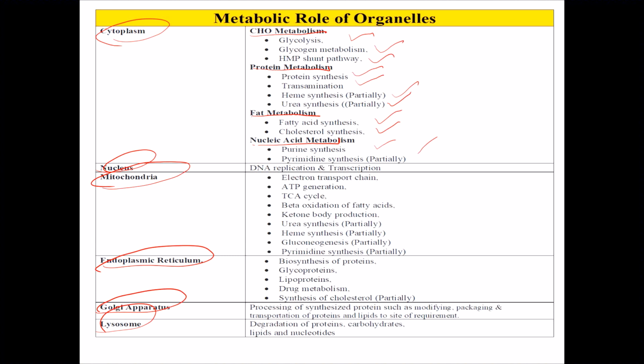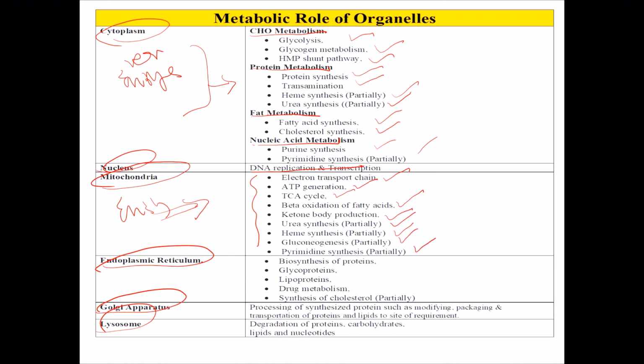These areas have the required enzymes for all these reactions. Similarly, the nucleus, DNA replication. Similarly, the mitochondria, the metabolic hub, have the enzymes for all these reactions. Electron transport chain, ATP generation, tricarboxylic acid cycle, beta oxidation, ketone bodies production, then urea synthesis partially, heme synthesis partially, gluconeogenesis partially, and pyrimidine synthesis.